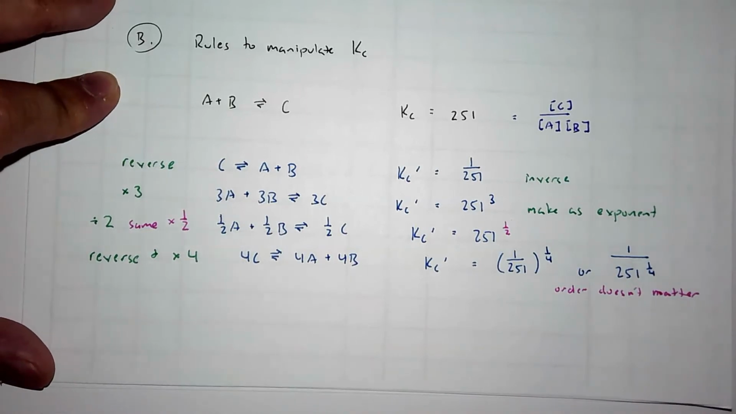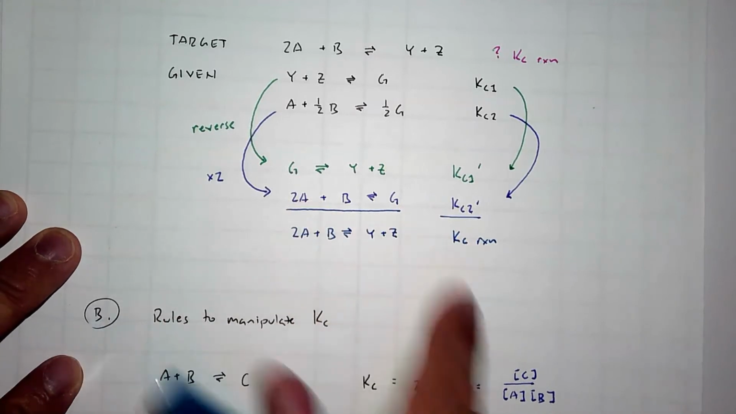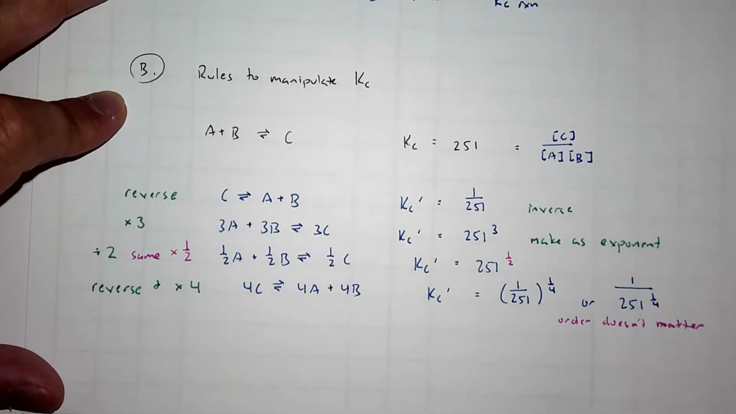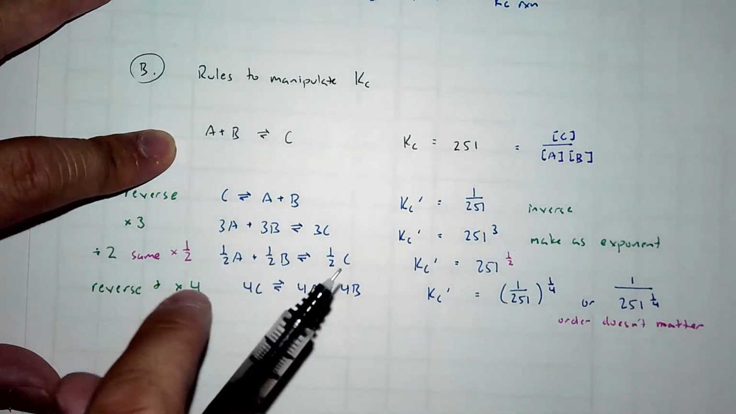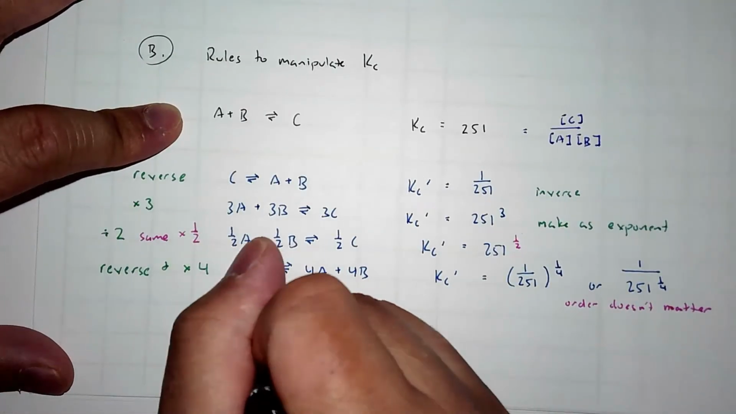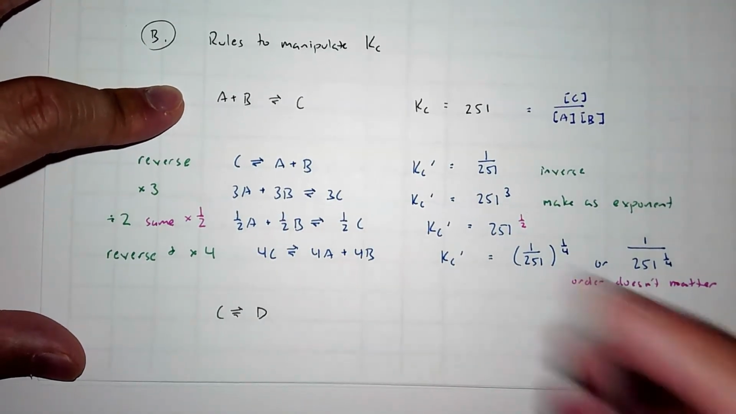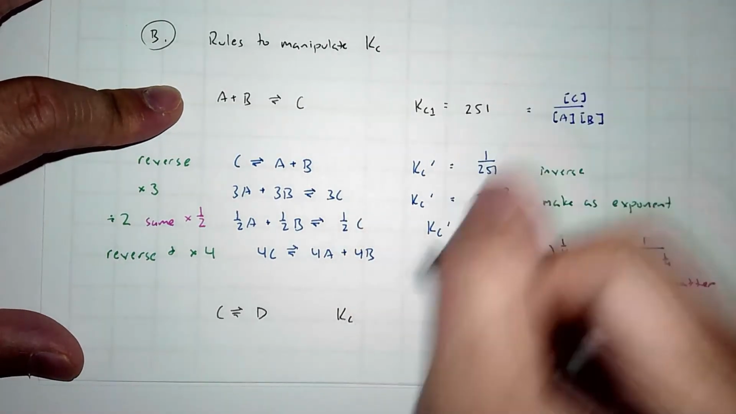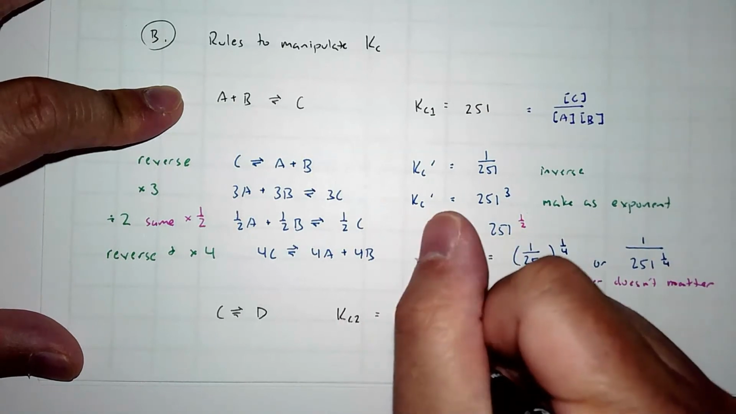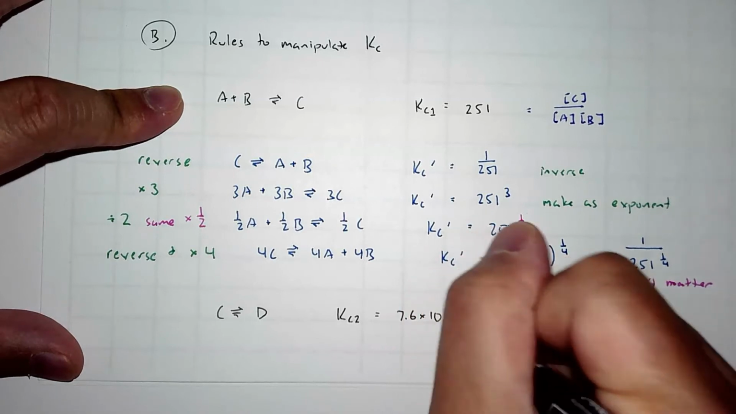The last thing. What if you have to combine reactions? Oh, goodness gracious. Let me give us a new given. What if we have C goes to D? Just real simply. C goes to D. And I have the given Kc. We'll call this Kc of 1, Kc of 2. Let's make this less than 1. Let's make it 7.6 times 10 to the minus 2.